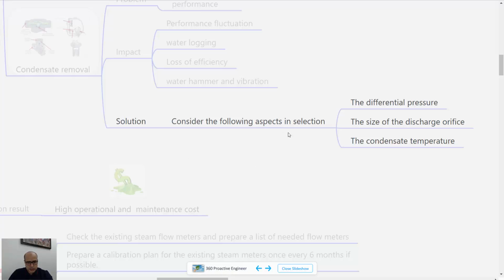The solution: we should consider some aspects when we are selecting our steam traps, about the differential pressure, the size of the discharge orifice, the condensate temperature, and the condensate flow that will come with the system. We should think about this when we are designing or selecting the proper condensate trap.